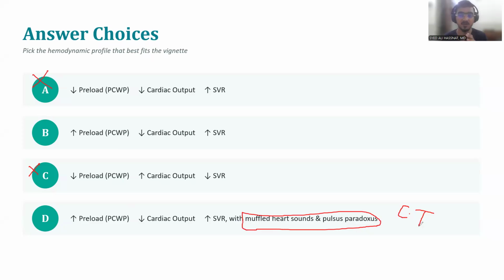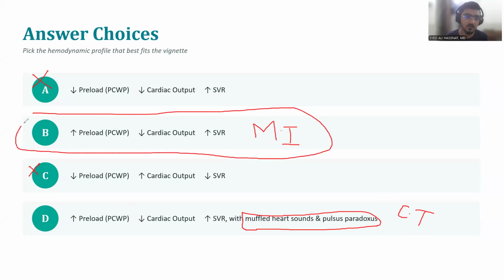MI, correct. Why not tamponade? There was no mention of muffled heart sounds or pulsus paradoxus in the scenario. They are asking you to differentiate MI and tamponade, and moreover, the ECG was of MI. So this is MI, and the D option was about cardiac tamponade. So our answer would be B.